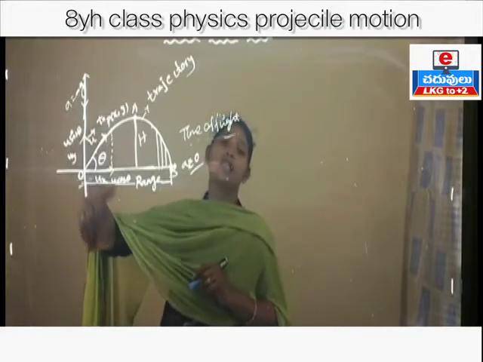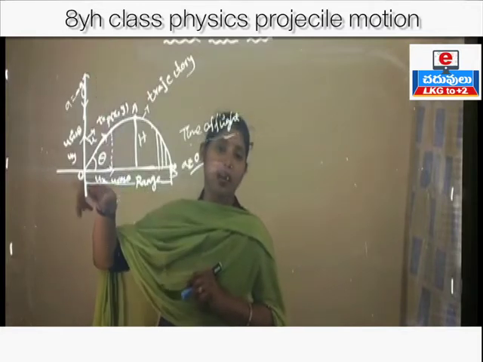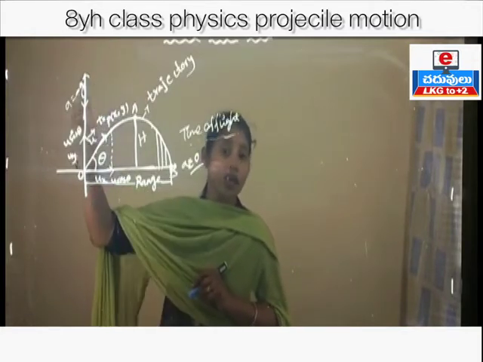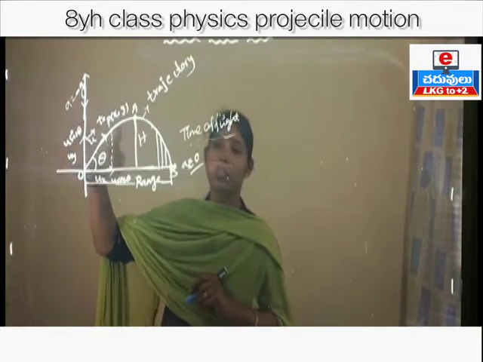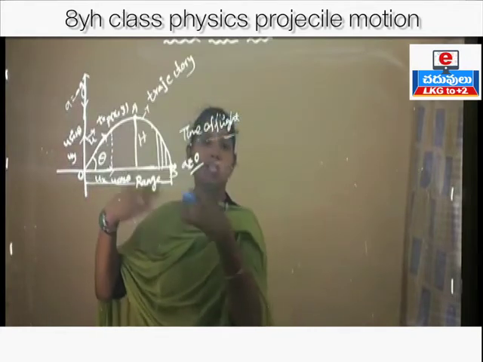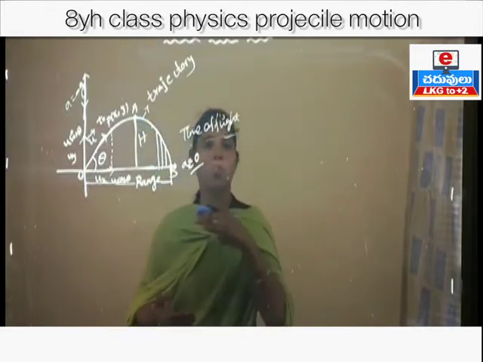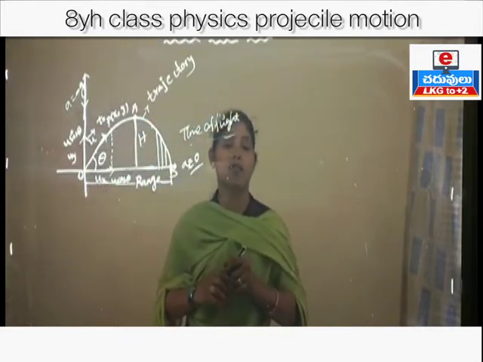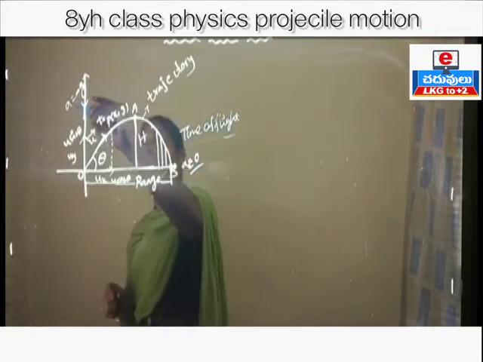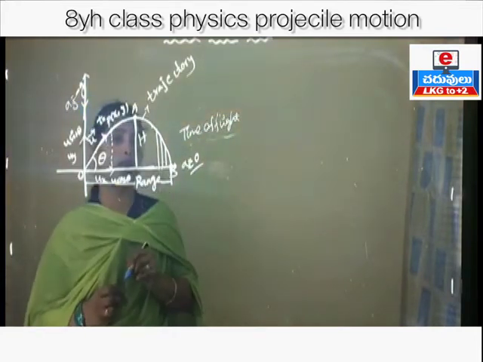When the object is in the vertical direction, the object experiences a force. That is due to gravity, so it is falling downwards. So the acceleration is minus g in the vertical direction, and that we have to call ay. Clear?